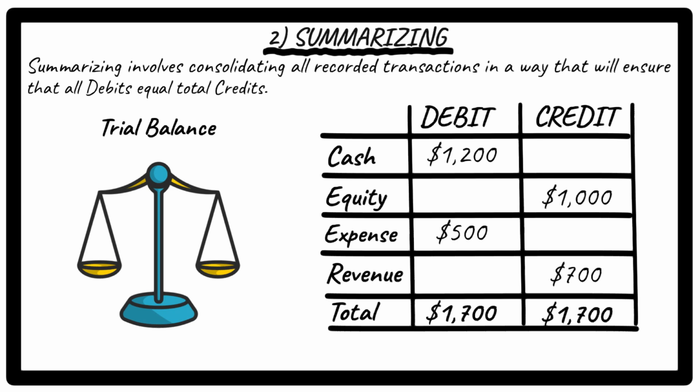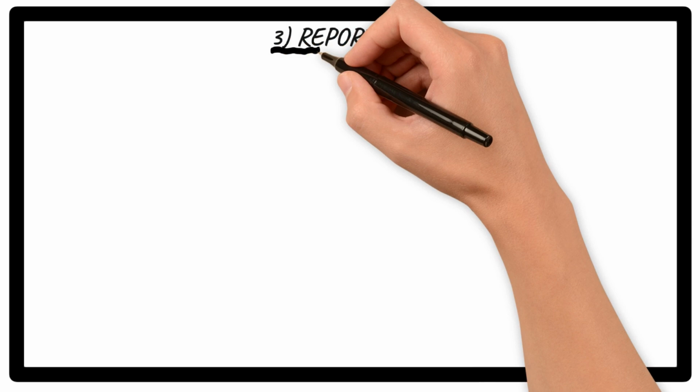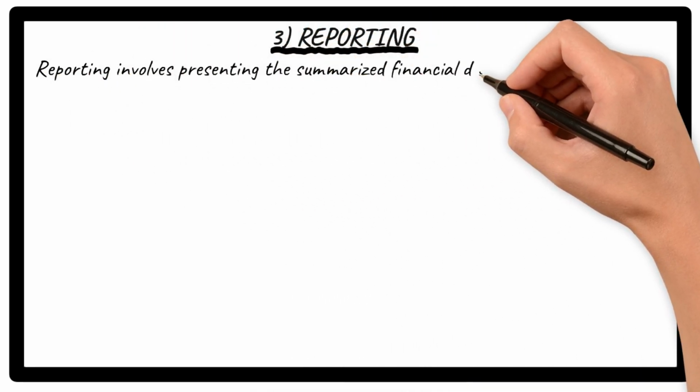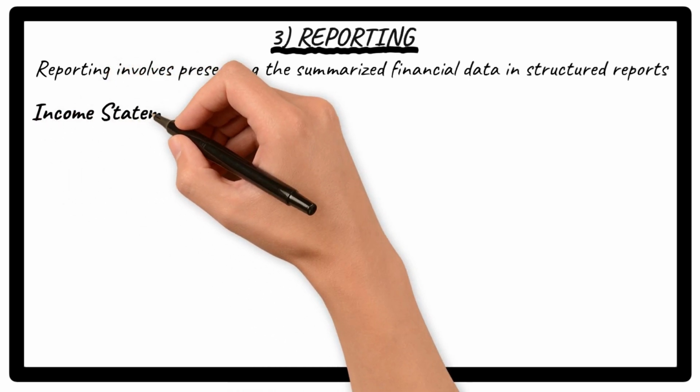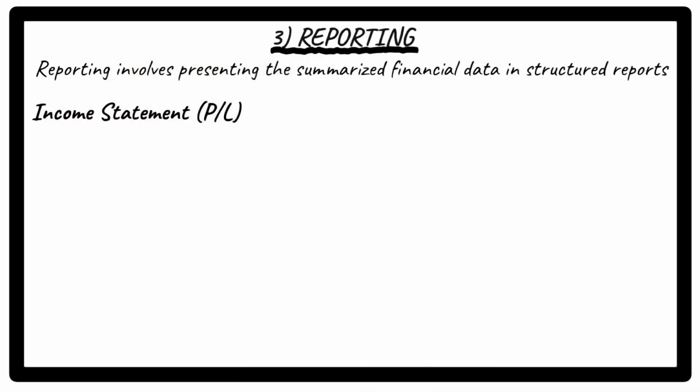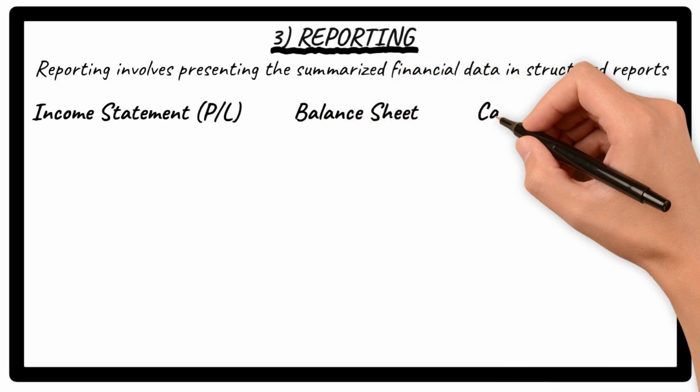The second step is now done, and let's move on to the third step, which is reporting. Reporting involves presenting the summarized financial data in structured reports that provide insight into the financial performance and position of the business. There are 3 key reports that we need to prepare for SMRs: the income statement, also known as profit and loss account, the balance sheet, and the cash flow statement.